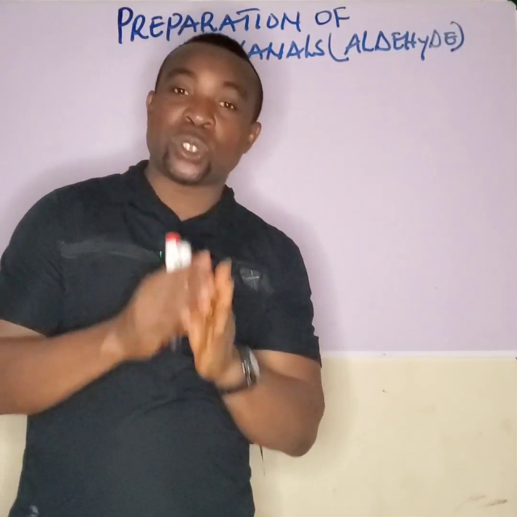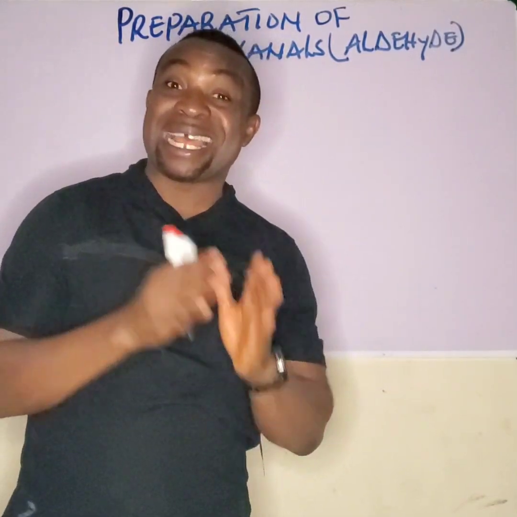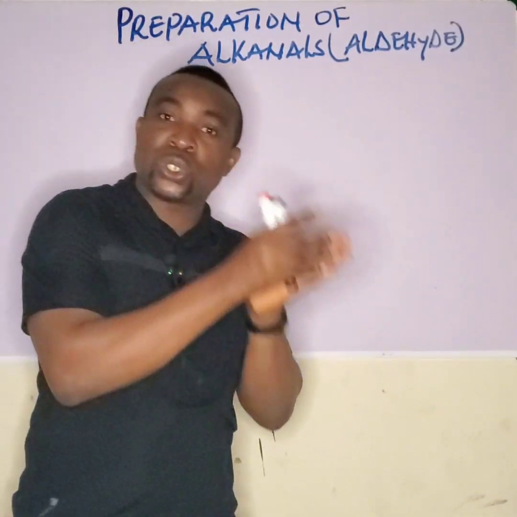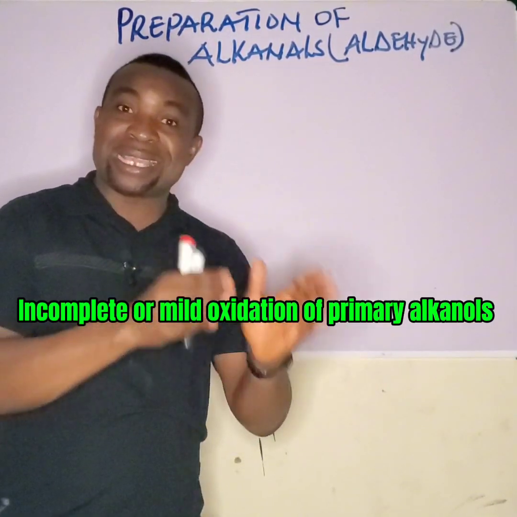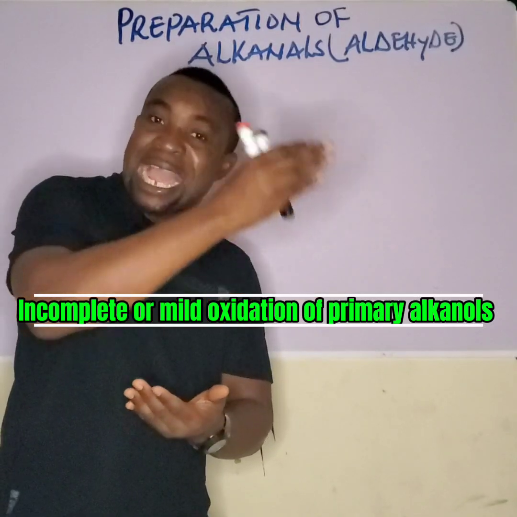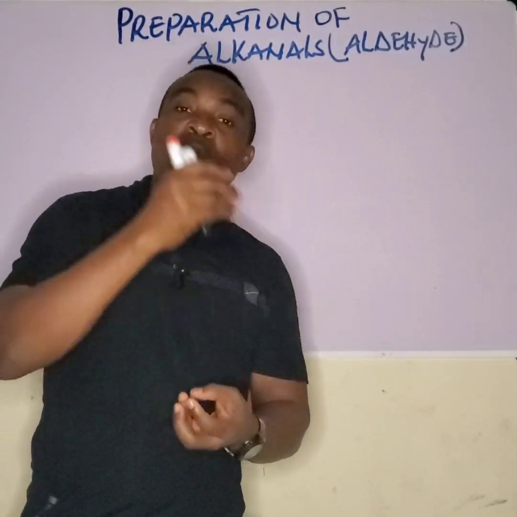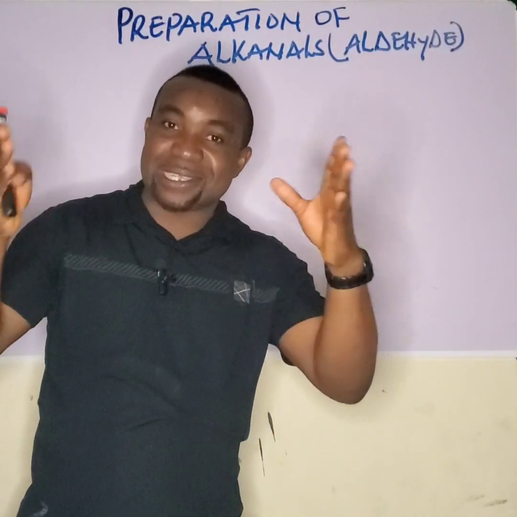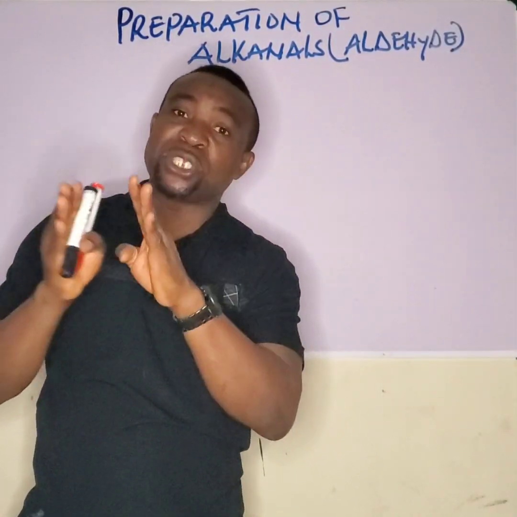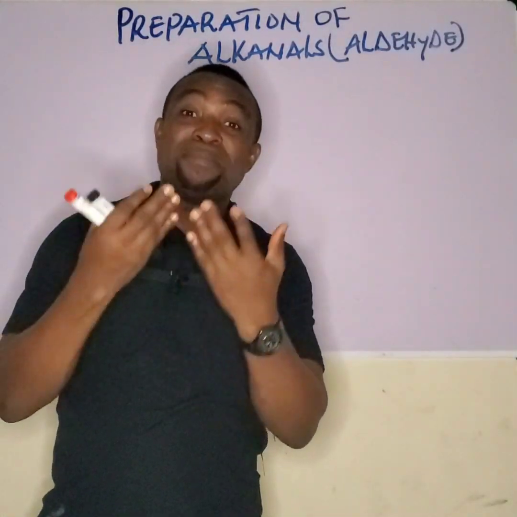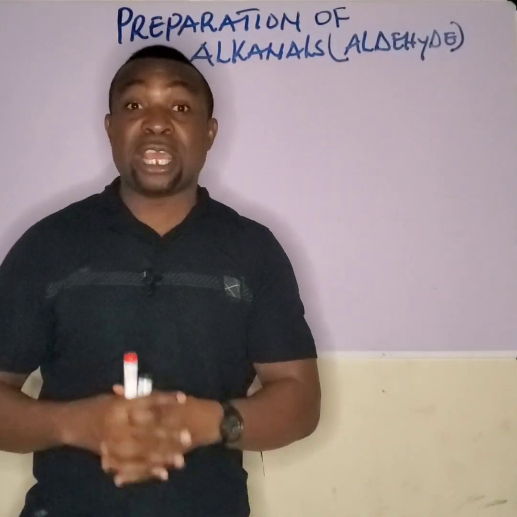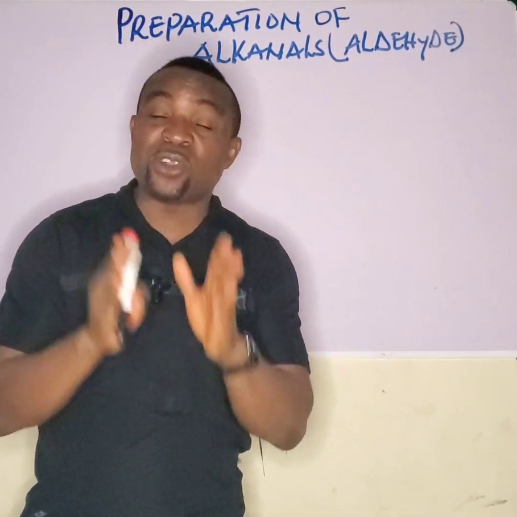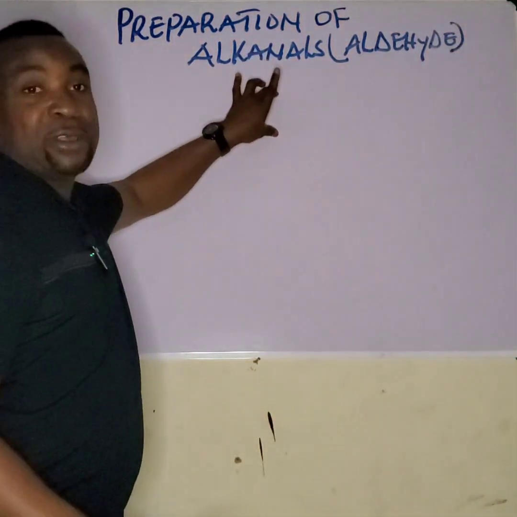If you have paid attention to all the series of my classes on organic chemistry, you will find out that the mild oxidation of alkanols or ethanols will always give us alkanals or aldehydes. Then when you completely oxidize them, you are going to get alkanoic acid. So mild oxidation of alkanols in the presence of a strong oxidizing agent, potassium heptaoxodichromate 6, will give us alkanals.